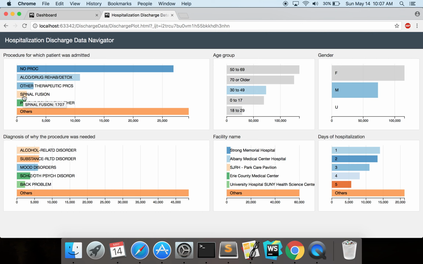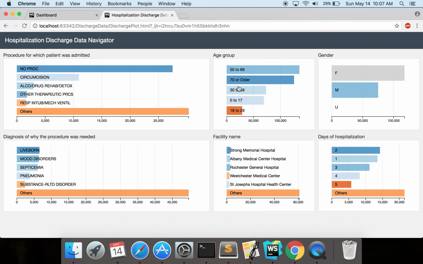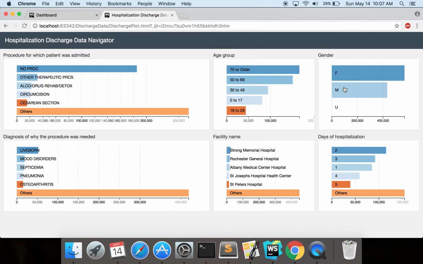We have other therapeutic procedures. We have spinal fusion. The diagnosis of why these procedures were performed, the top reasons are alcohol related disorders or substance related disorder, which makes sense because these two are the reasons for the alcohol or drug detox. You can also see the maximum number of people took 1 day of hospitalization. We can see Strong Memorial Hospital is the hospital where the max number of people were admitted. So we can reset these filters by clicking back on them. We can deselect the age filter, we can deselect the gender filter.